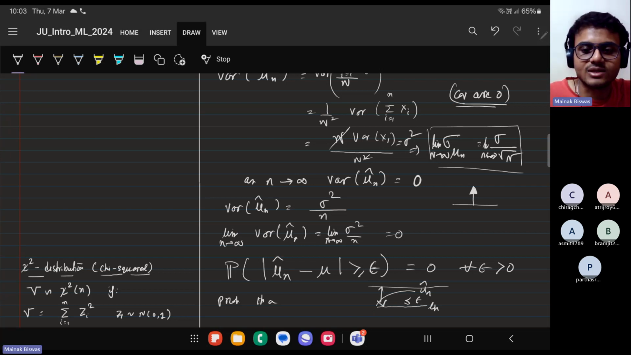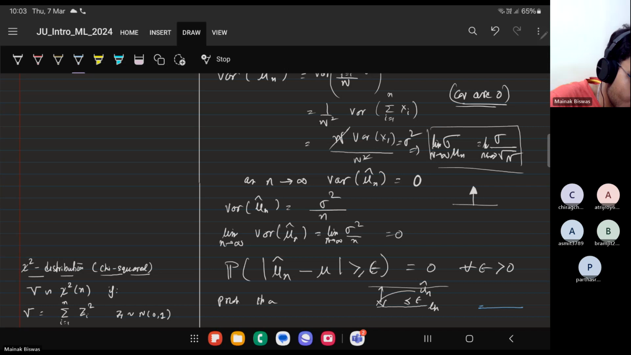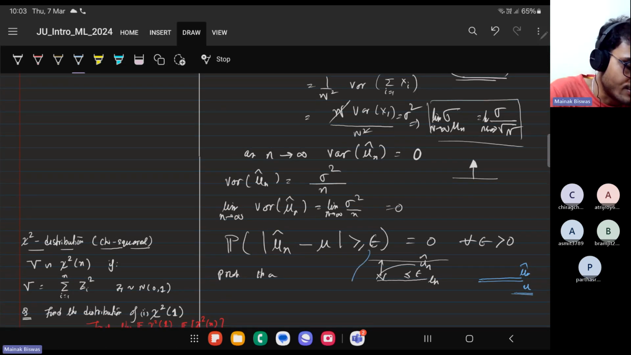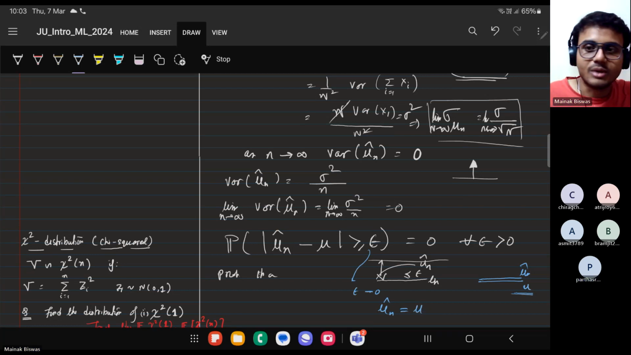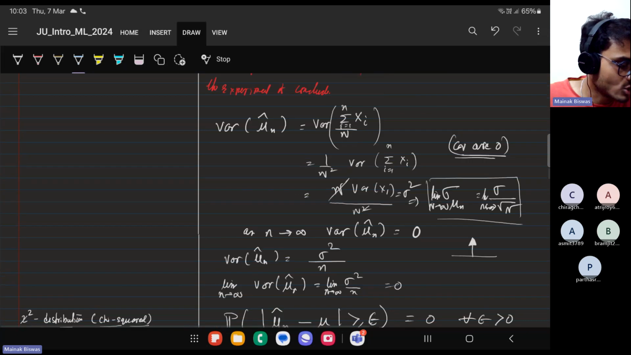And if I can set epsilon to be arbitrarily small, then what will happen by sandwich theorem? Mu n cap will be equal to mu. Epsilon will become 0. If I take epsilon tending to 0, do you agree mu n cap will be equal to mu? Yes. But for that, I have to show the probability that it is greater than epsilon is equal to 0. Yes or no? Yes. So how can I show that?